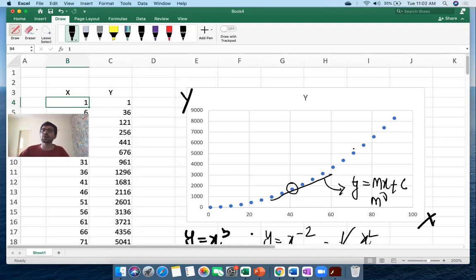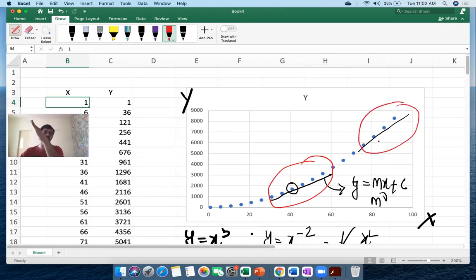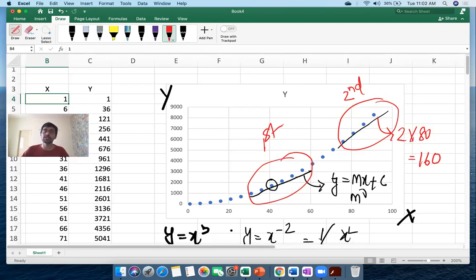Let us say I want to calculate the slope at x is equal to 80. I will draw a tangent at this point, and obviously the steepness of this tangent is less than the steepness of that tangent. This one is a little flat, and the second one is much steeper. The slope over here is going to be 2 into 80, which is equal to 160. So the slope itself is changing.